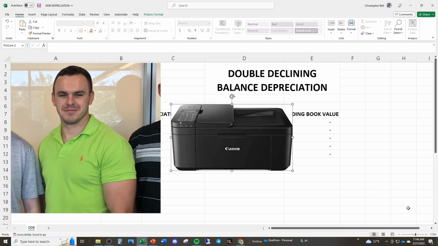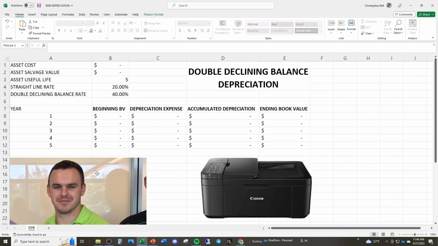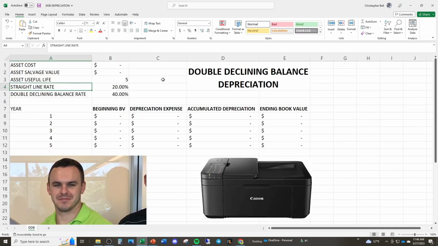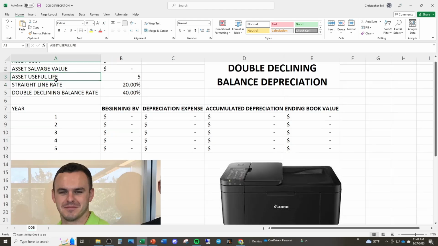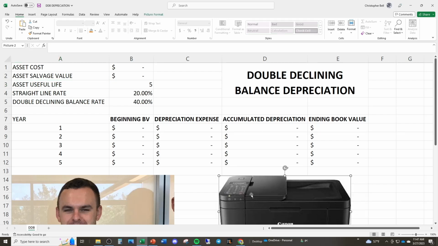So Chris is going to buy this printer, and he decided he's going to do double declining balance depreciation on it. Well, how do we do that? Because it's not as simple as straight line depreciation. So I've made this beautiful Excel sheet here for you, and we're going to go and input some numbers. So the first thing is whenever you see a problem like this, you immediately want to find the asset's useful life. In this scenario, Chris's printer is going to last 5 years.